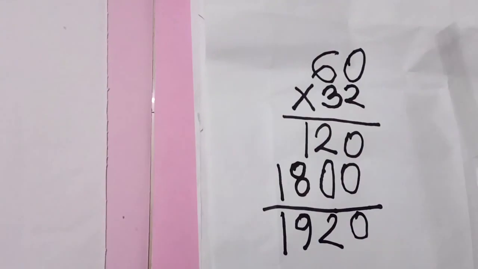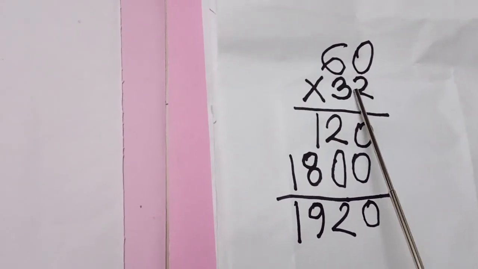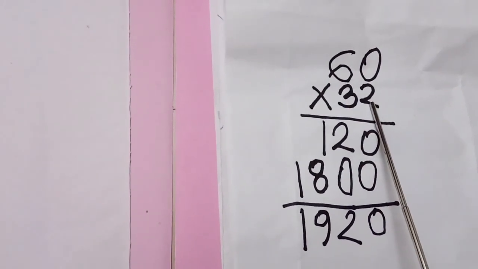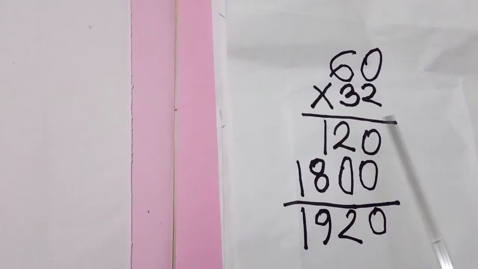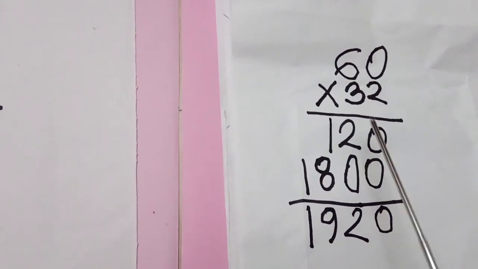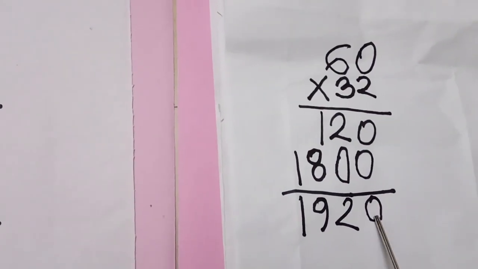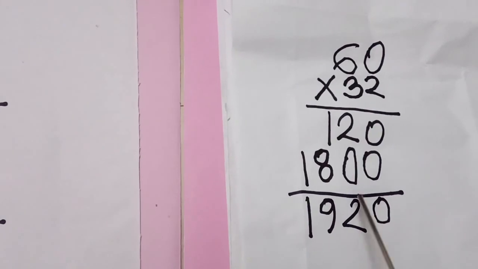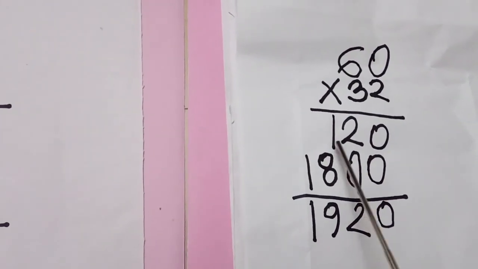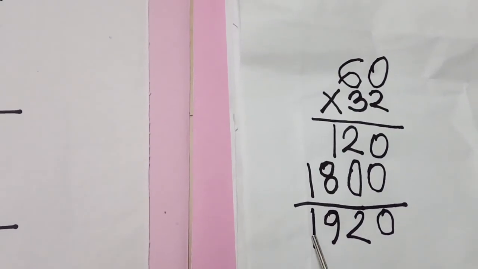Again I am explaining. 2 zeros are 0, 6 2s are 12. Then extra 0, 3 zeros are 0, 3 8s are 18. 0 plus 0 is equal 0, 2 plus 0 equal 2, 1 plus 8 equal 9, 1, 1.